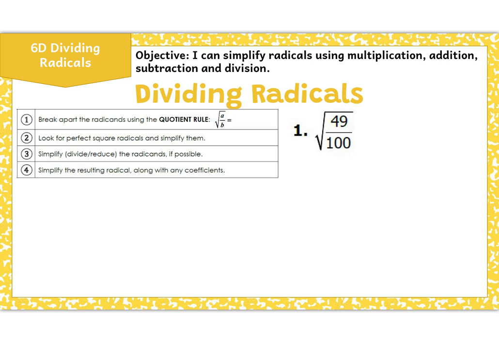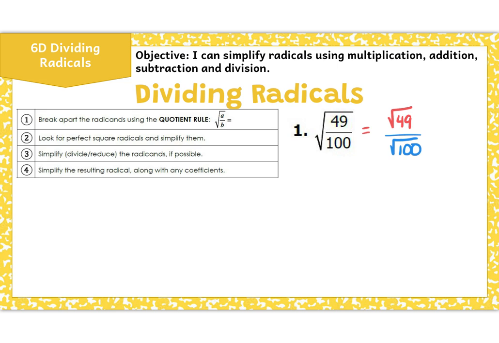I'm going to take my fraction and make it into two separate parts, a top and a bottom that I'm focused on. This fraction is just going to turn into the square root of 49 on top, and the bottom is going to be the square root of 100. Then I'm going to simplify the radicals that I can.